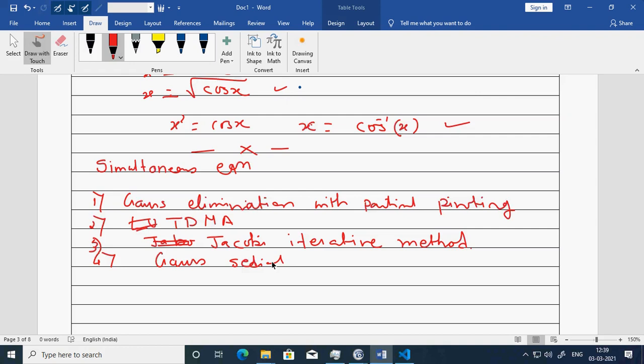So I just verify the spelling of Seidel. Okay, so it is Gauss-Seidel method. So spelling is in this form. Okay.